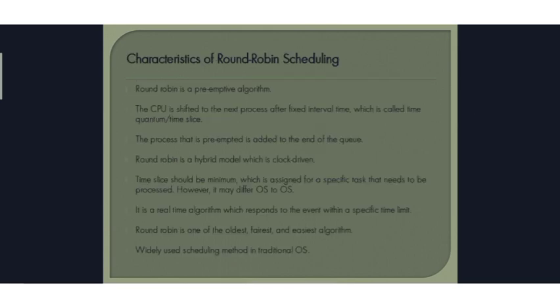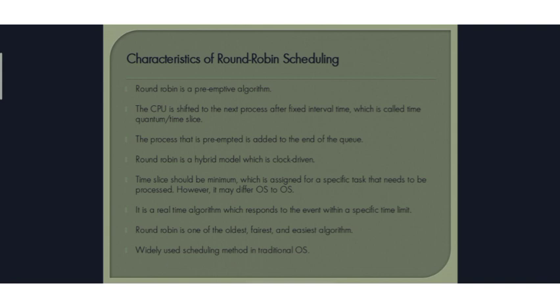Now, what are the characteristics of round-robin scheduling? Round-robin is a preemptive algorithm. So what is a preemptive algorithm? It is when a process switches from running state to ready state, or waiting state to ready state. The CPU is shifted to the next process after a fixed interval of time, which is called the time quantum or time slice. This is the same fixed interval of time that I was talking about earlier, given for each of the tasks to be performed. The process that is preempted is added to the end of the queue. Preempted, that is, the process that is still going to take place again and is still in the queue.